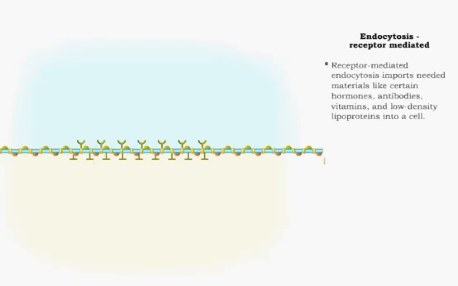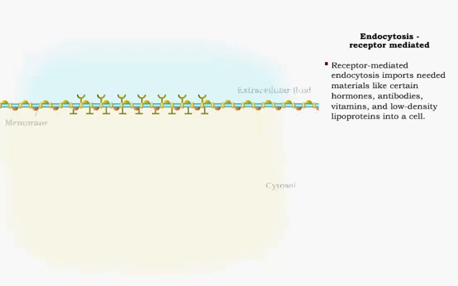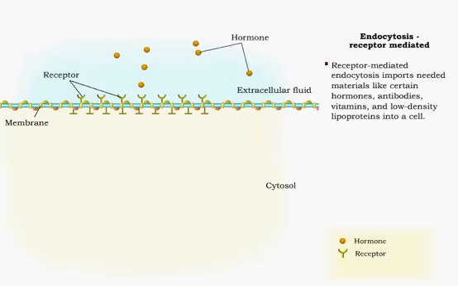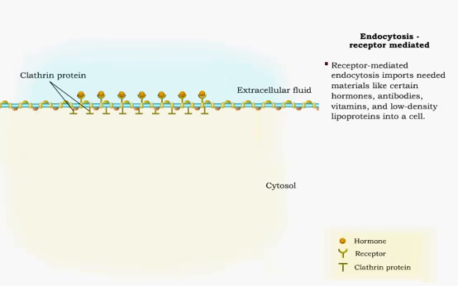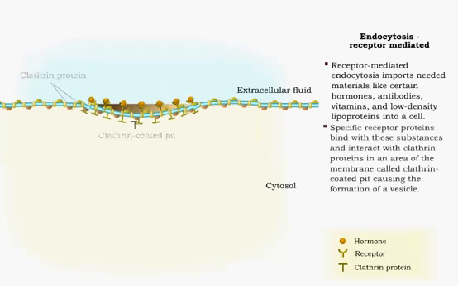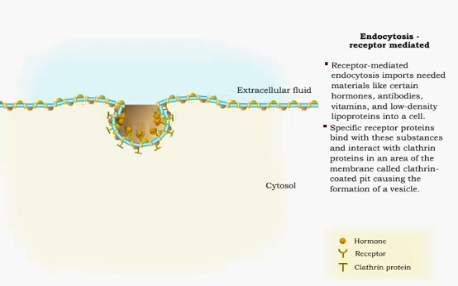Receptor-mediated endocytosis imports needed materials like certain hormones, antibodies, vitamins, and low-density lipoproteins into a cell. Specific receptor proteins bind with these substances and then interact with peripheral proteins called clathrin, found on the cytoplasmic side of the membrane. This area of a membrane is called a clathrin-coated pit. When the coated pit and receptor interact, the membrane folds inward to form a vesicle surrounding the substance and receptors.